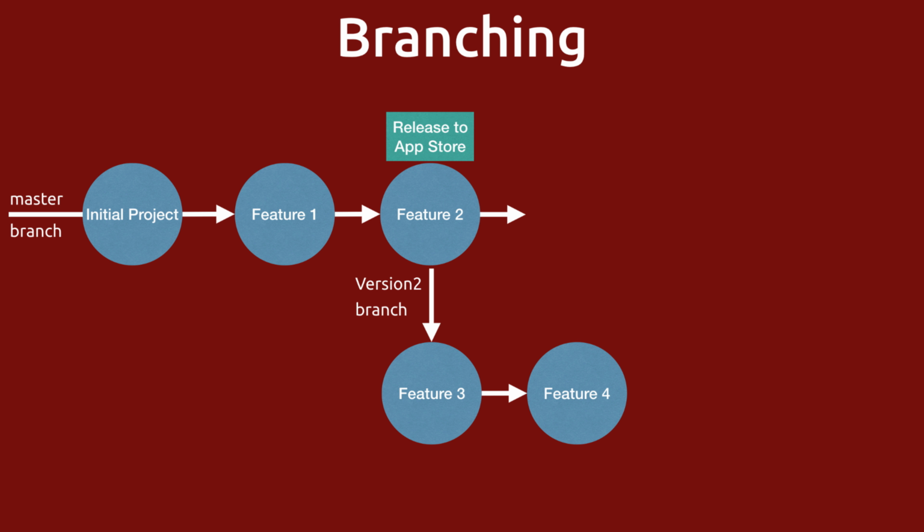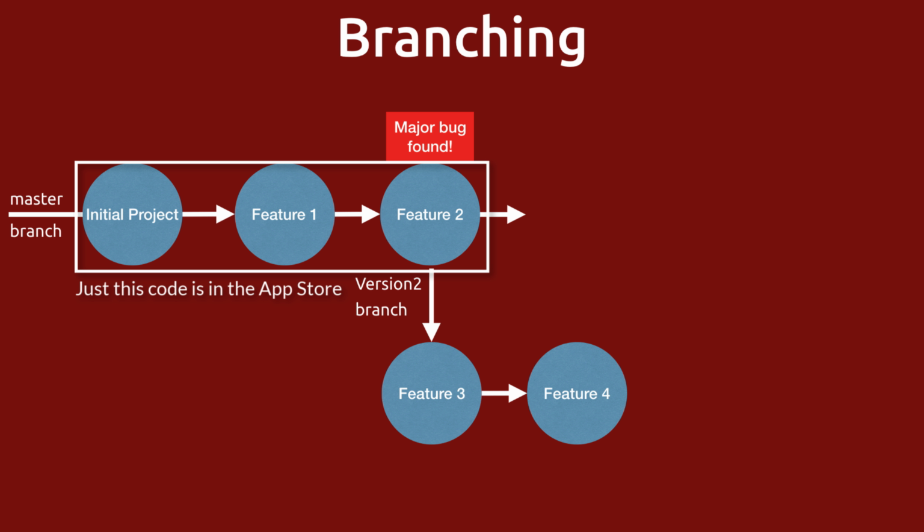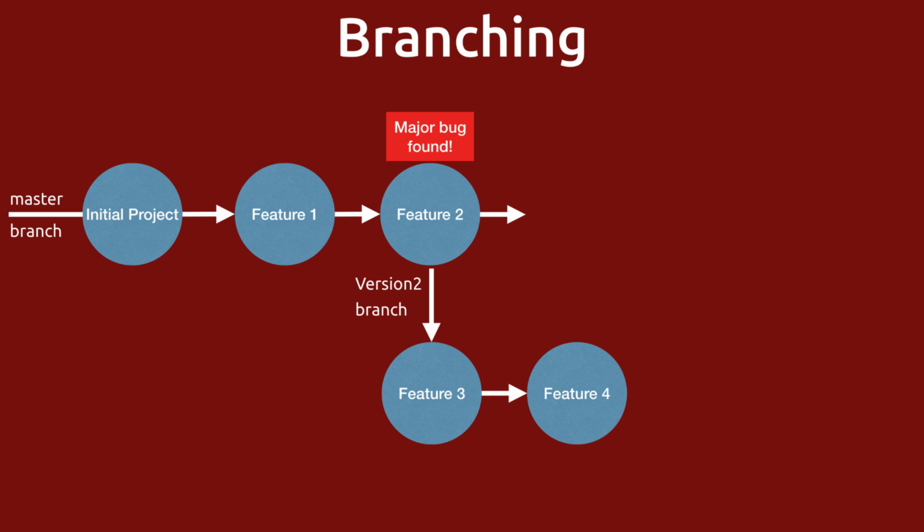Now, when the crashing bug is found on the version of the app that's in the App Store, which ends at feature 2, you can apply the fix on the master branch. Then you can have it tested and then released back to the App Store again. This time you didn't have to roll back features 3 and 4 because they're on a different branch.